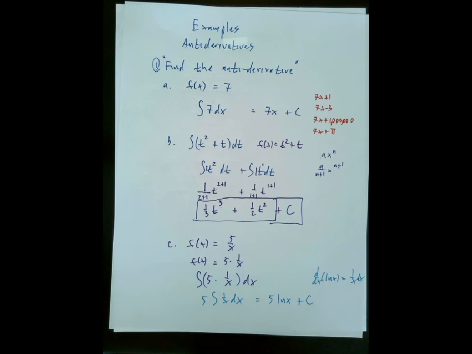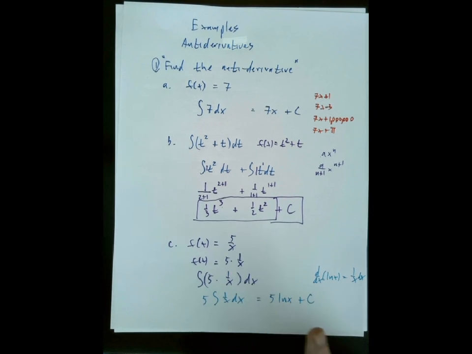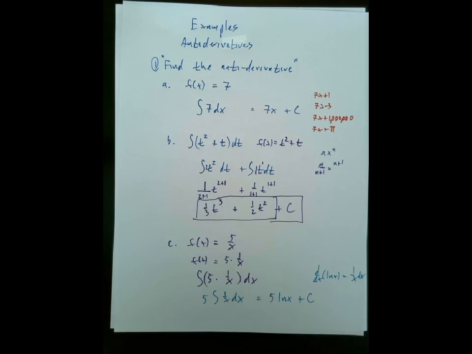All right, because the antiderivative of 1 over x is ln x, times the 5 on the outside, plus c, to give us our family of possible antiderivatives. Okay, so that's that. So that's a good one there.